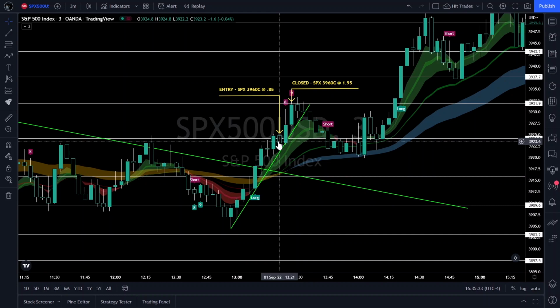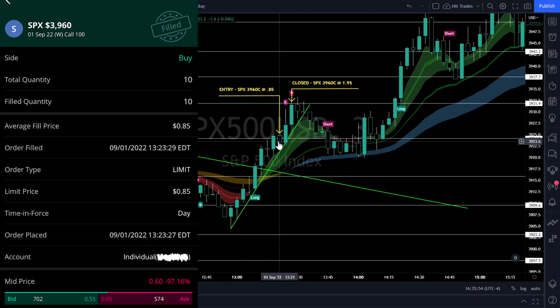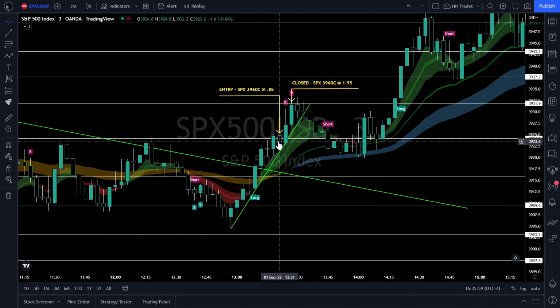I like to trade contracts that are about $1 in premium, and this is right below it. So this fits my criteria because I'm able to load up multiple contracts. I ended up entering into the position at 13.23. I ended up buying 10 contracts, which is $850. And within 5 minutes, those contracts were up 130%, which is beautiful.